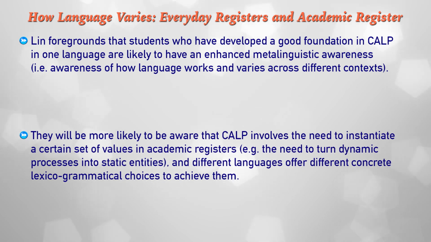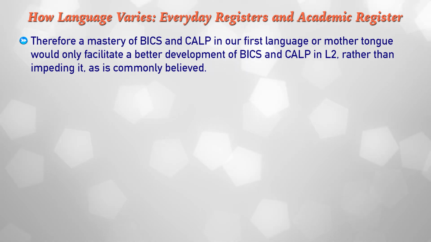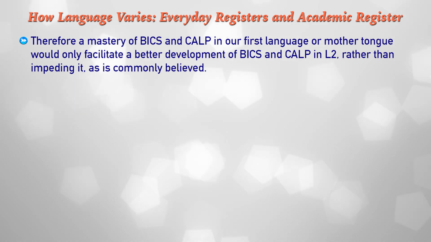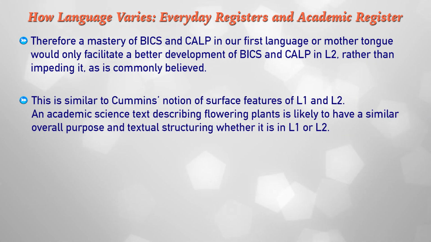They will be more likely to be aware that CALP involves the need to instantiate a certain set of values in academic registers, that is, the need to turn dynamic processes into static entities, and different languages offer different concrete lexicogrammatical choices to achieve them. Therefore, a mastery of BICS and CALP in the first language or the mother tongue, L1, would only facilitate a better development of BICS and CALP in L2 and other additional languages, rather than impeding it, as is commonly believed today. This is similar to Cummins' notion of surface features of L1 and L2.